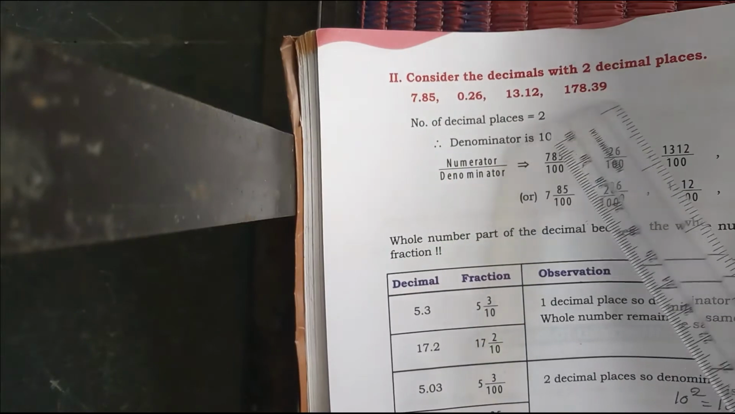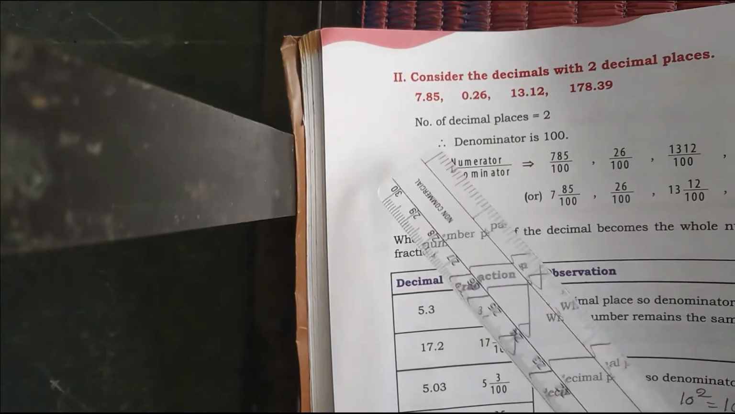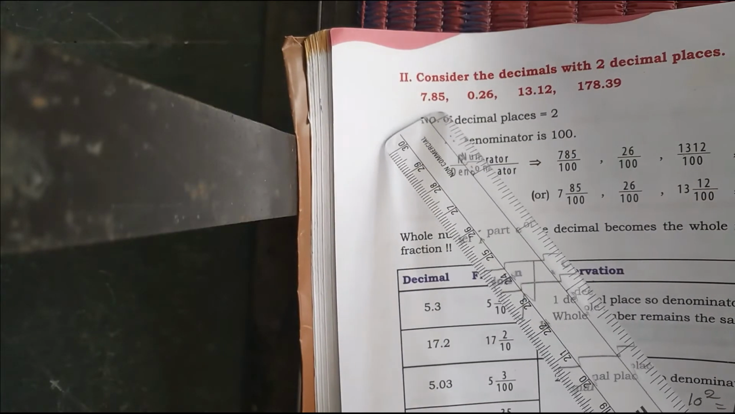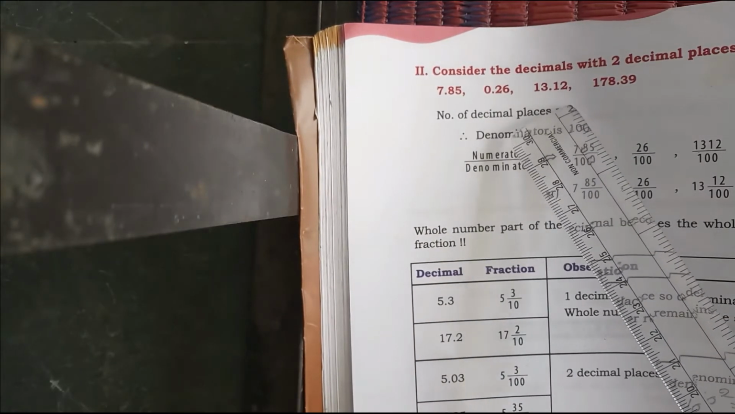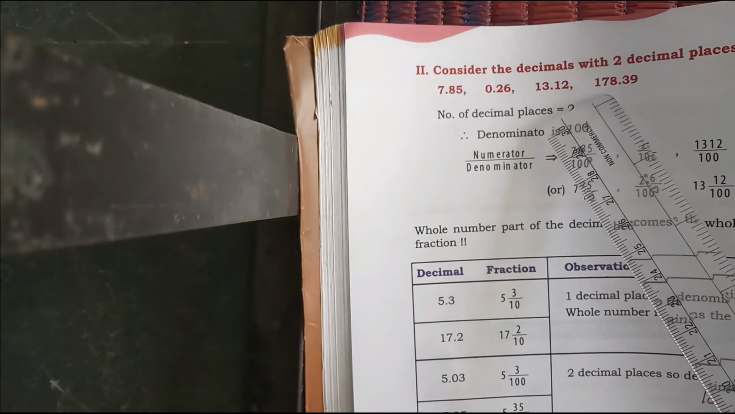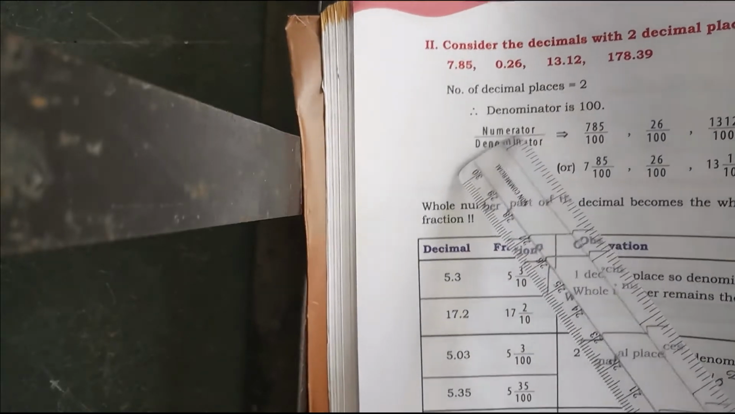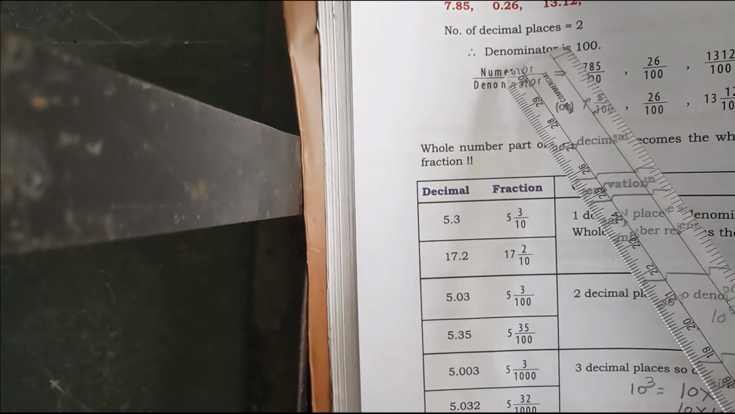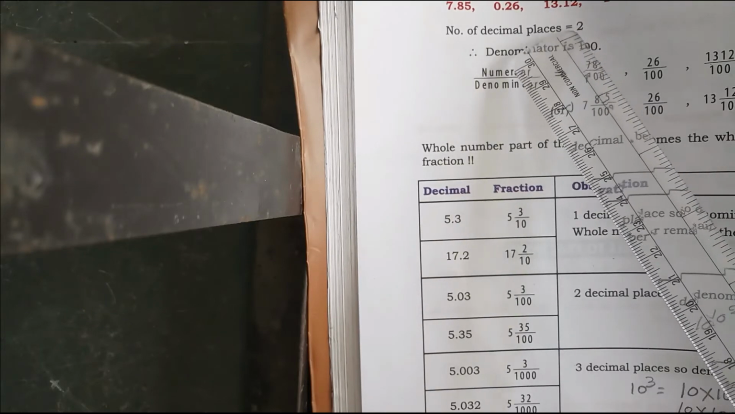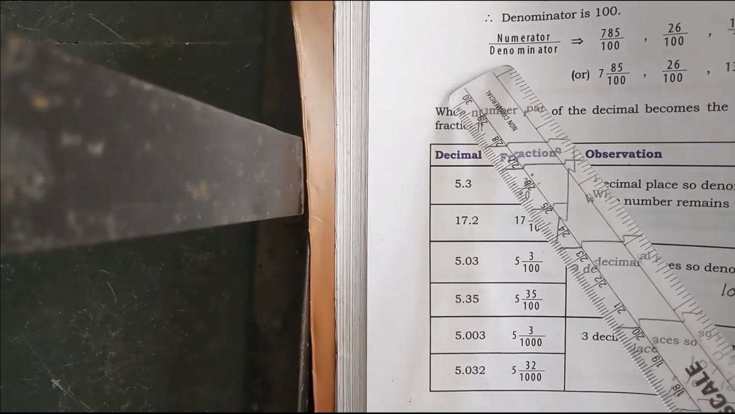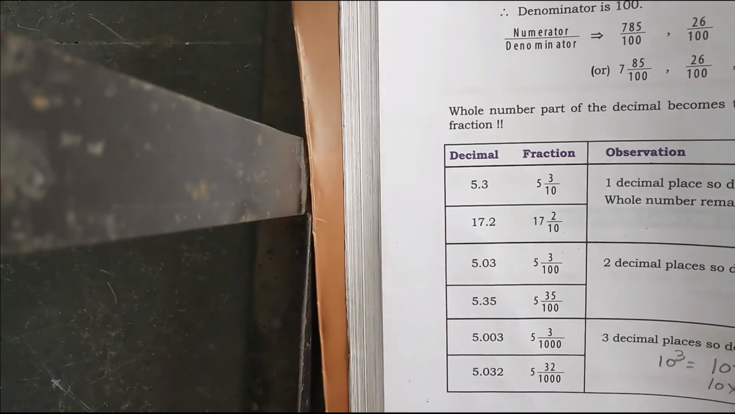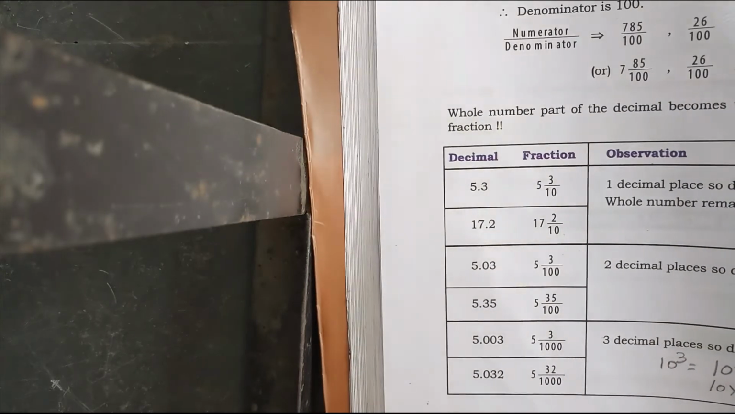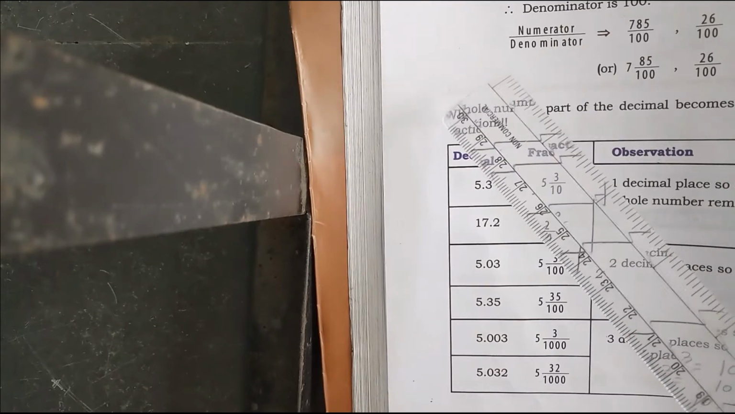Consider decimals with two decimal places, for example 7.85, 0.26, 13.12, 178.39. Now, how many decimal places are given here? 2. Earlier we learned numbers with only 1 decimal place. One decimal place means 10, so the denominator there became 10.